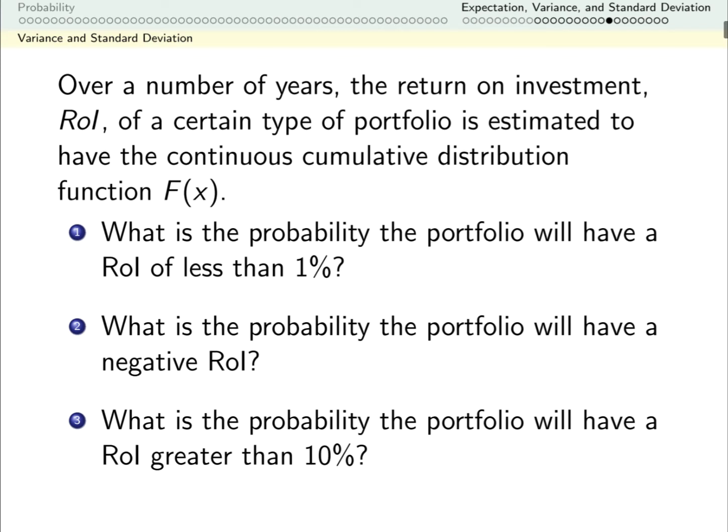Let's finish off talking about probability by bringing together a lot of the different things that we've talked about under the umbrella of one example. Let's say we're tracking the return on investment of a certain type of portfolio, and we've modeled it as a continuous random variable. And the thing we know is we've computed an approximation for the cumulative distribution function. Now, in terms of the cumulative distribution function, you should be able to very quickly and easily write down an expression for all three of these things. Why don't you take a second, pause this video, and write that down.